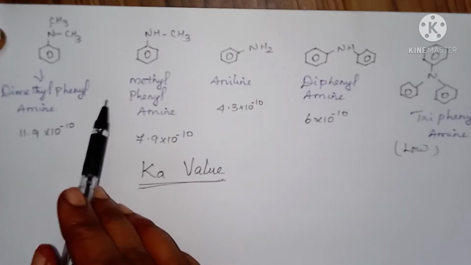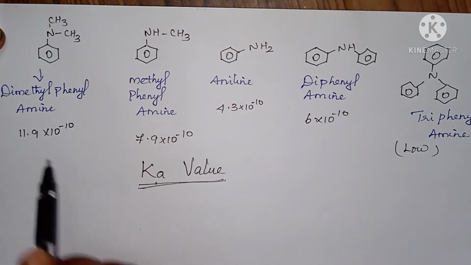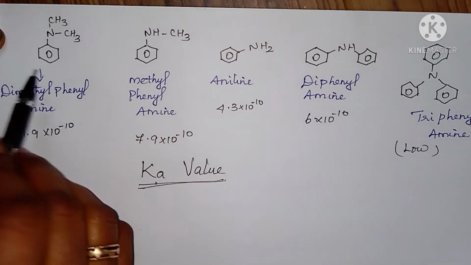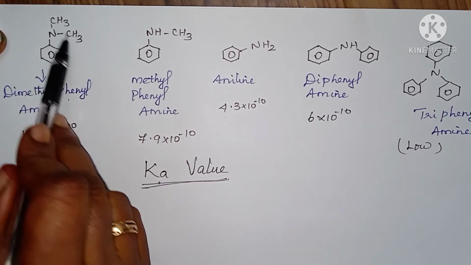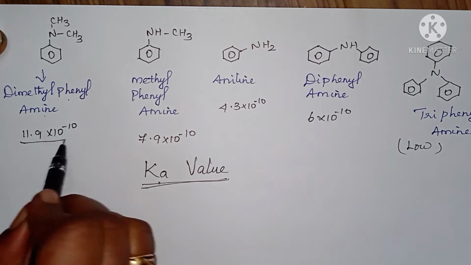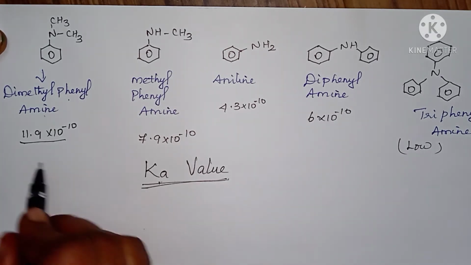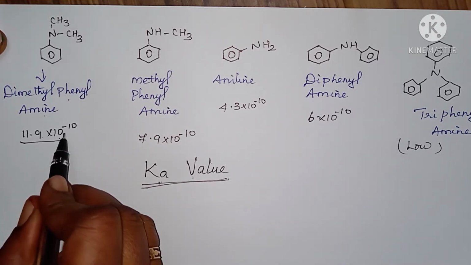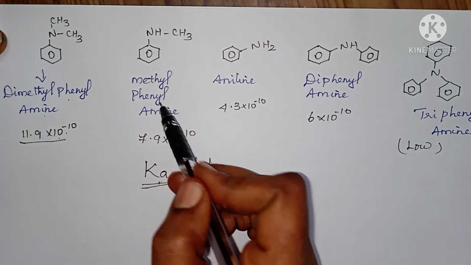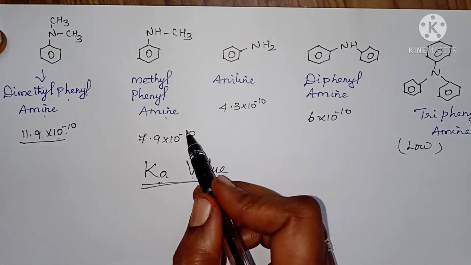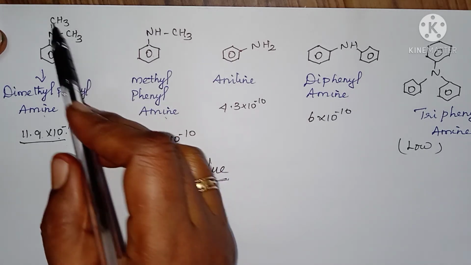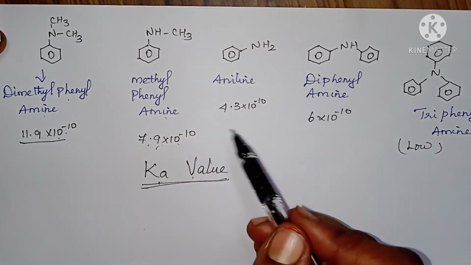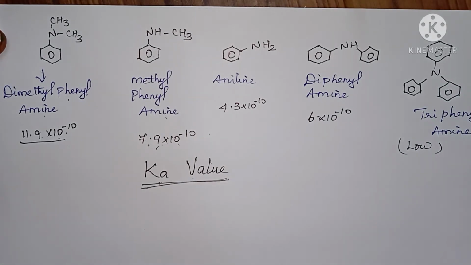Let us discuss some of the compounds, and how the basic strength of aromatic aniline compounds varies. Here is dimethylphenylamine. What is the Ka value? Ka means acidic strength. The value is 11.9 times 10 to the power of minus 10. When you go to methylphenylamine, the value is 7.9, which is comparatively lesser. Why? Because here only one methyl group is there, and the methyl group is an electron releasing group.